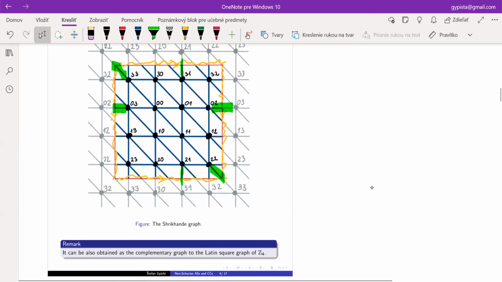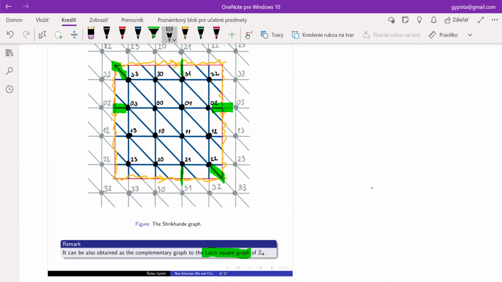For those who are familiar with the term Latin square graph, you can imagine this graph as the complementary graph to the Latin square graph corresponding to the group Z4.